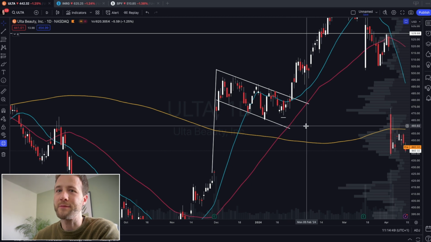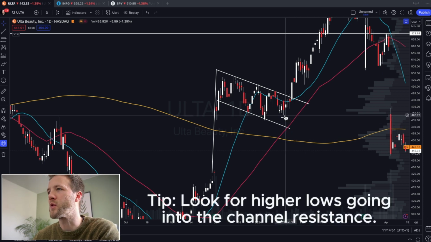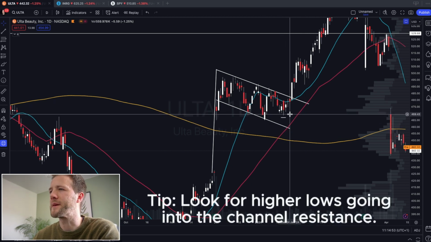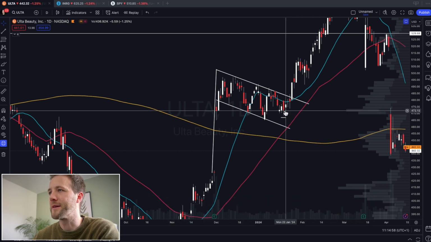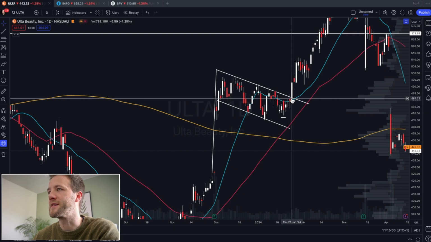Now a little tip while we're here: if it has made a higher low within the channel, that's normally a good sign. It means the buyers are coming in, still interested in the stock, and they might want to push it higher. As a result, you can see it did that exact same thing. It went straight through the resistance. It didn't come down and retest it, it just went straight through.